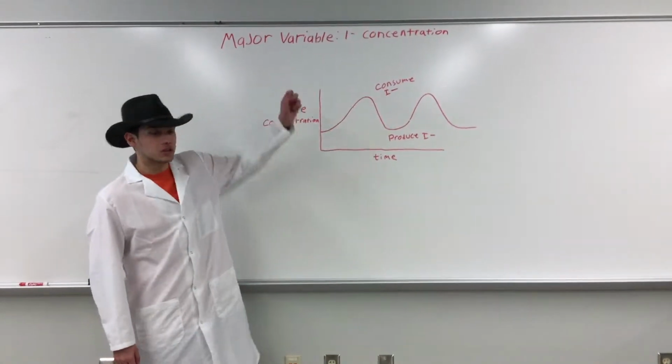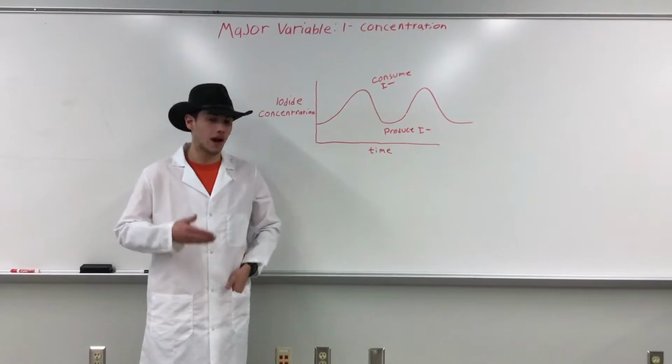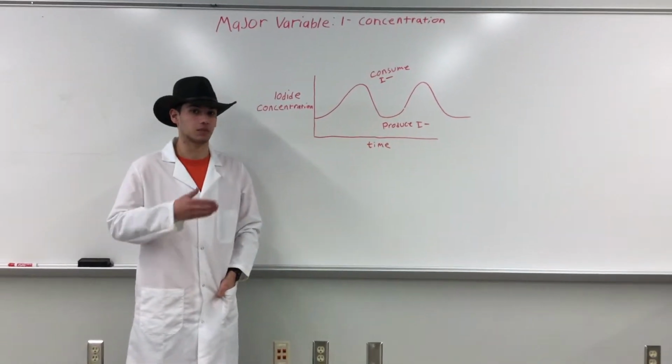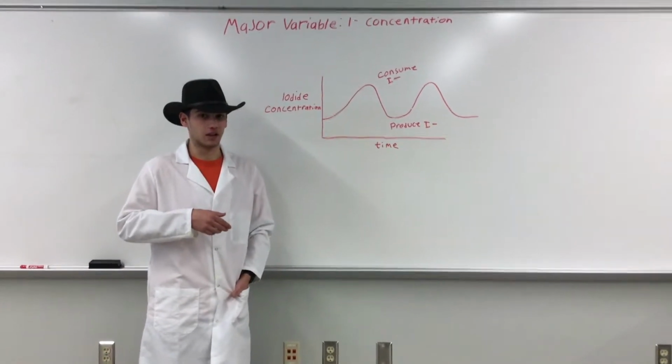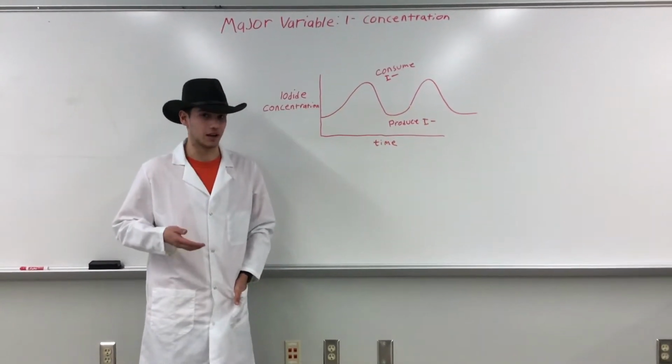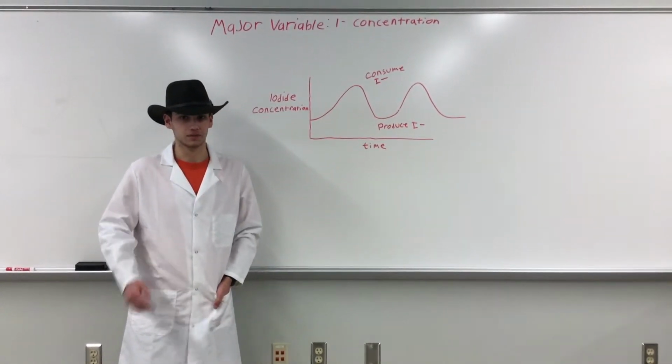The major variable in this reaction is the iodide concentration. With a low iodide concentration, it will cause the production of iodide. When you have a high concentration of iodide, it will cause a consumption of iodide. And this will oscillate back and forth, which causes the color changes.